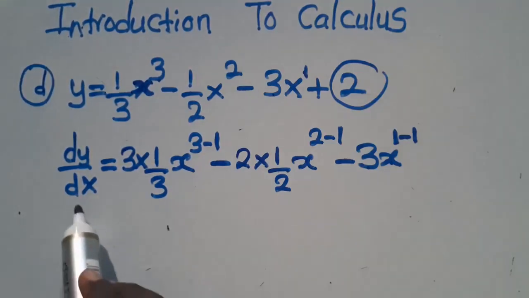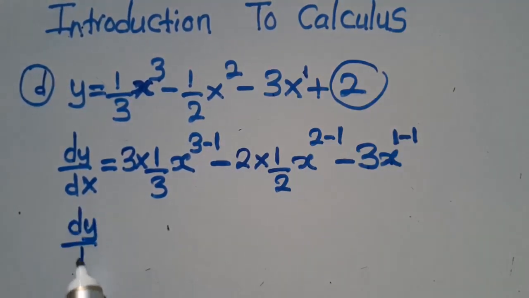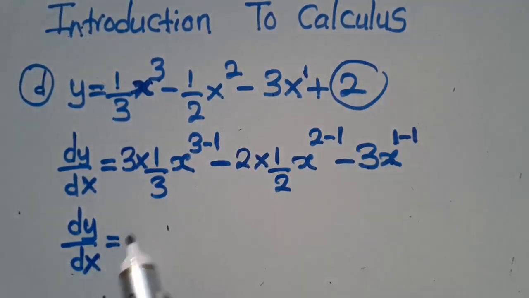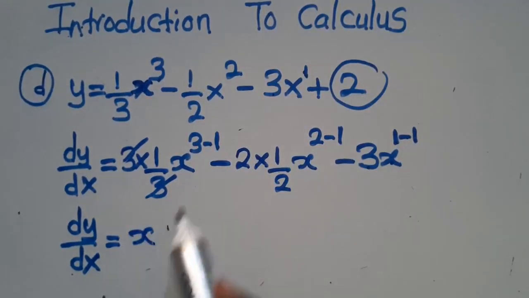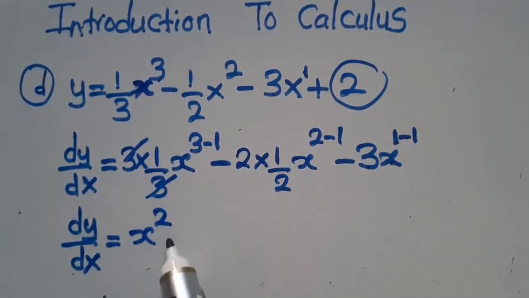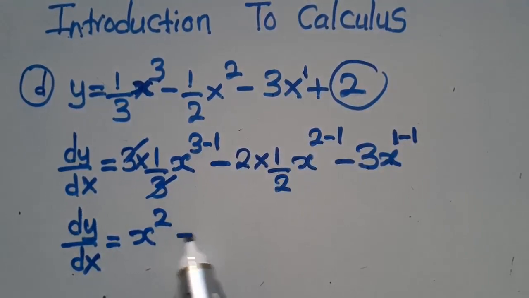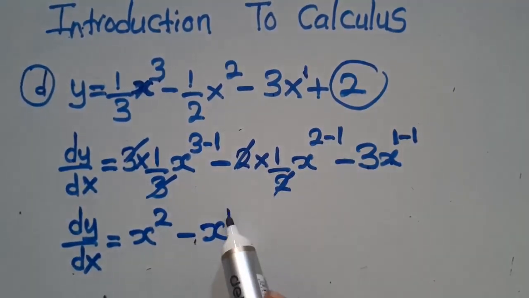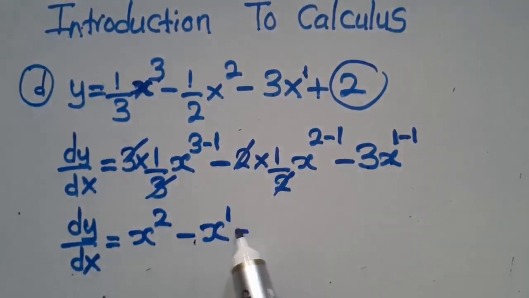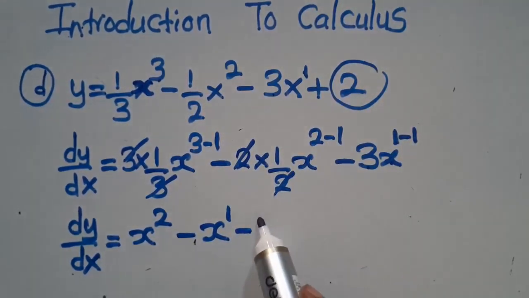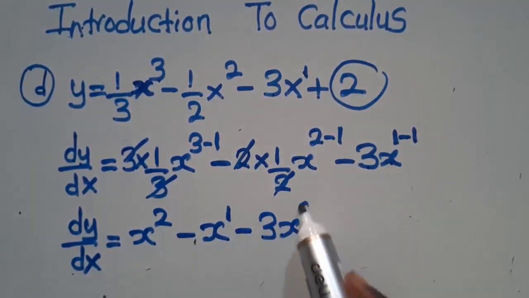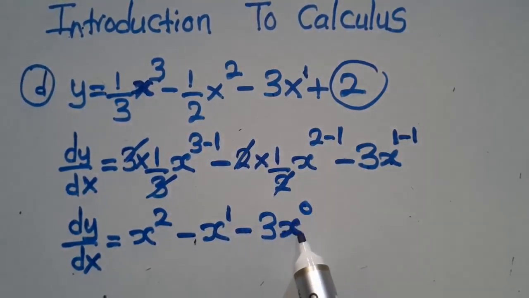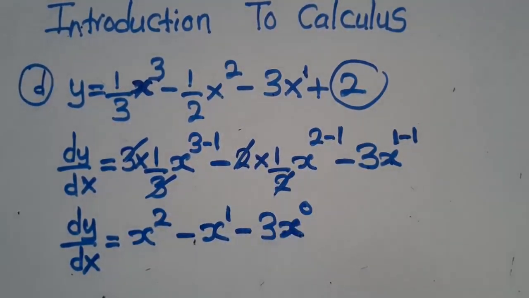So your final answer is dy dx is equal to, this 3 and that 3 will cancel out. So I'm just going to remain with x to the power 2. 3 minus 1, 2. Minus, this 2 and that 2 will cancel out. You are going to remain with what? x. Because there is 1. If you want, you can indicate 1 there. You say minus. So minus what? There is 3x power 0. Then anything raised to the power 0 is 1. So 3 times 1 is 3.